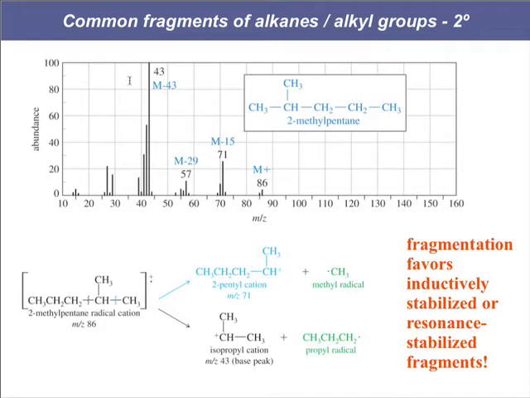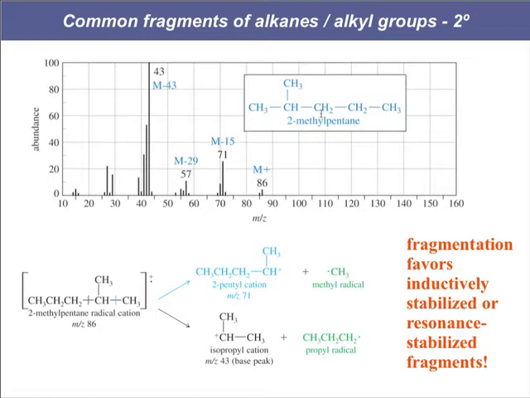Now, here's 2-methylpentane. It's not hexane anymore. It's the same molecular weight because 2-methylpentane is an isomer of hexane, but we've got a branch on here. We've got a 5-carbon chain with a methyl branch. And you can see that we get basically the same fragments. We have our parent at 86. We lose a methyl to make 71. We lose an ethyl to make 57. We lose a propyl to make 43. But these abundances are noticeably different.